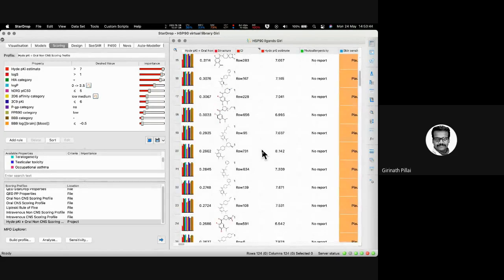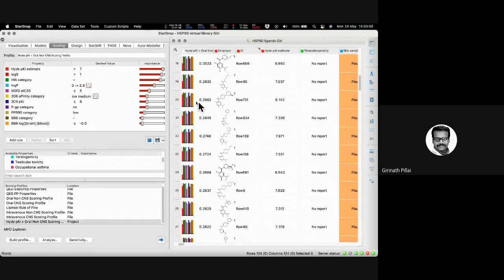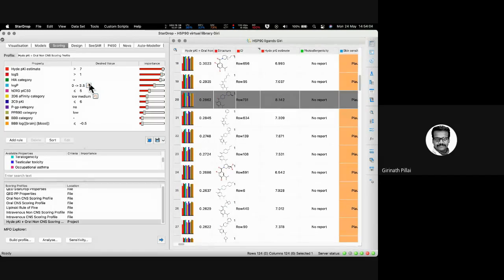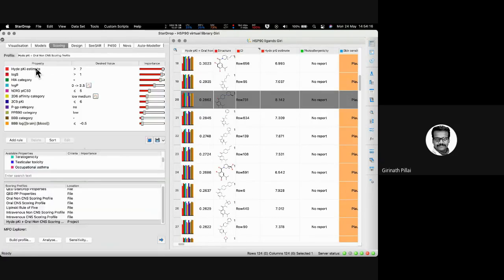Let us see what happened to our best biologically active compound. I think it's somewhere here. It's here: row 731, 8.142. Unfortunately, it has gone to 20th rank, and the score here is only 0.2862. Let's analyze why, even though it is biologically very active, this compound was not able to give a better score statistically. Keep in mind that in the scoring, the most important parameter is biological activity. Even though this had better biological activity, it was still ranked 20th.